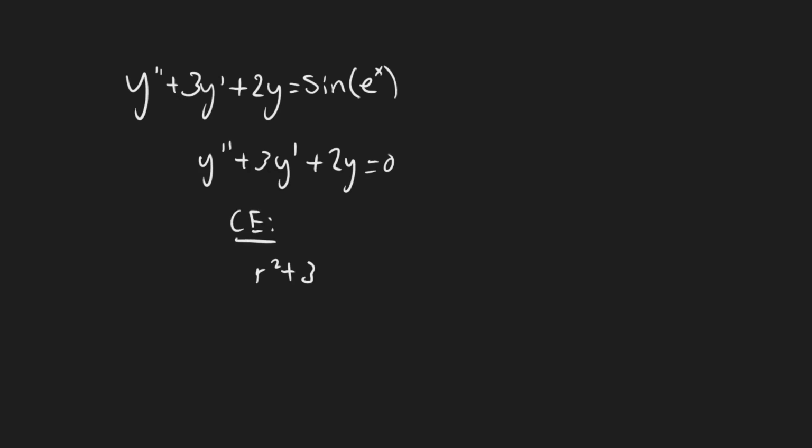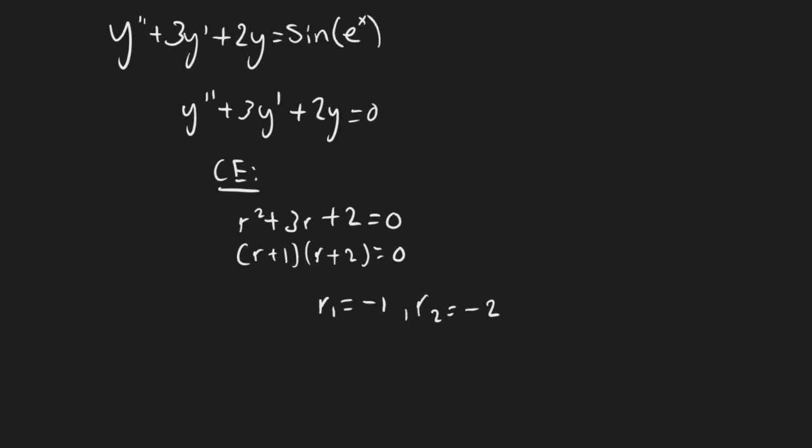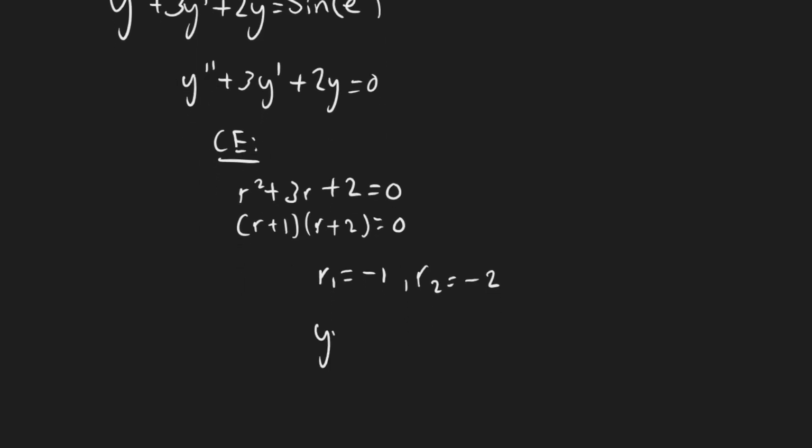r squared plus 3r plus 2 equals 0. So this is nice and factorable, right? Two numbers that add to 3 but multiply to 2. And so that's just going to be a 2 and 1. So (r plus 1)(r plus 2) equals 0. This gives us two roots, r1 equals -1, and r2 equals -2. Okay, so we can write out our nice homogeneous solution now. This is just going to be c1 e to the -x plus c2 e to the -2x.